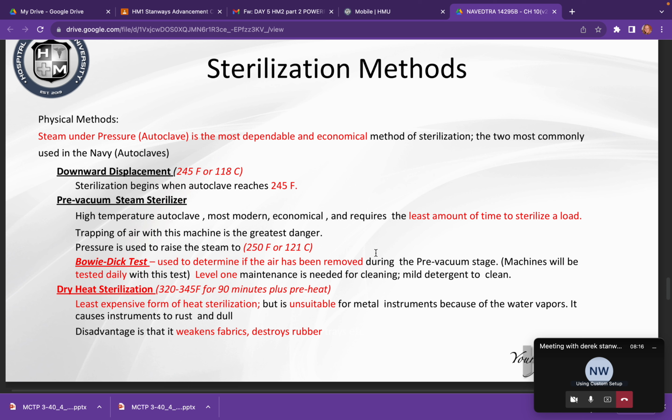And your Bowie-Dick tested daily. It's basically saying, if air is escaping from the sterilizer, it is not able to maintain that pressure to be able to make sure that item is sterilized. So what they do every day is make sure no air is escaping that system with a Bowie-Dick test.